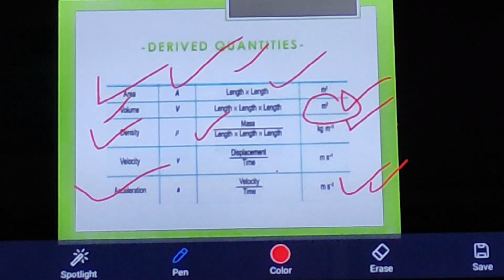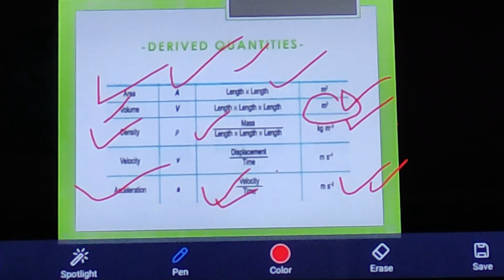And what is the formula in this case? That is velocity by time. If we divide the velocity by time, we can easily find out the acceleration.